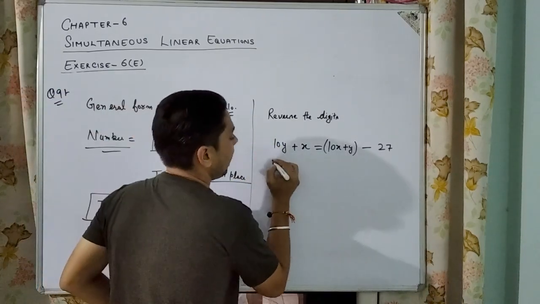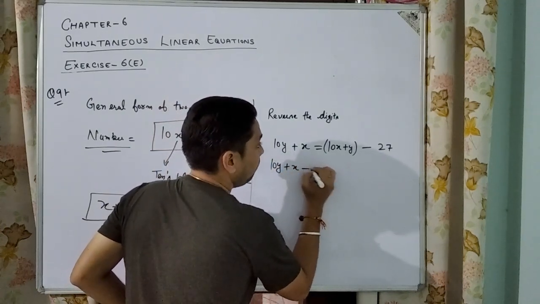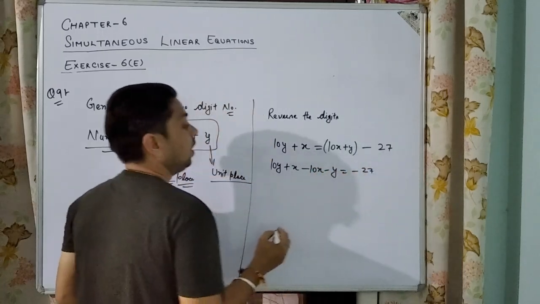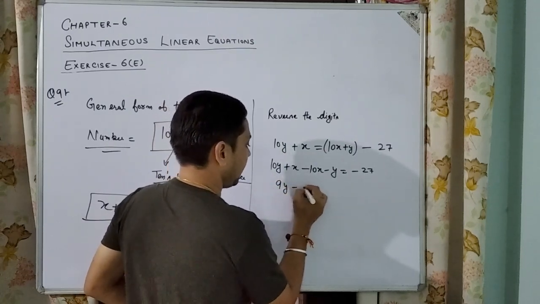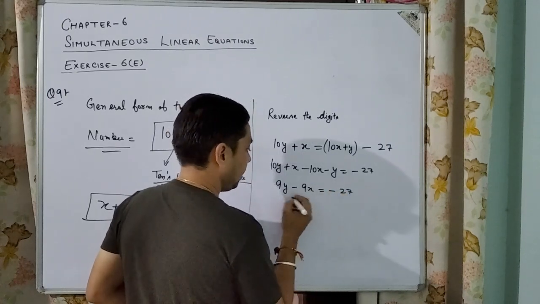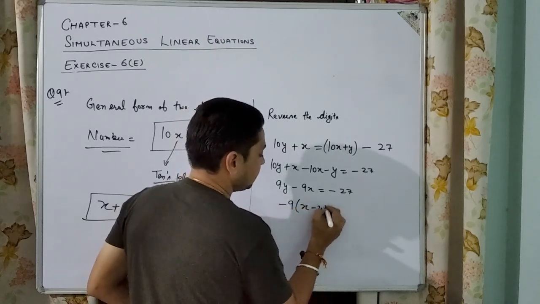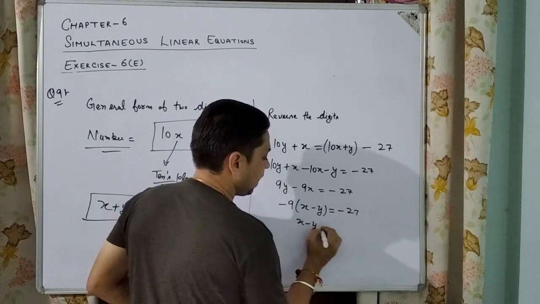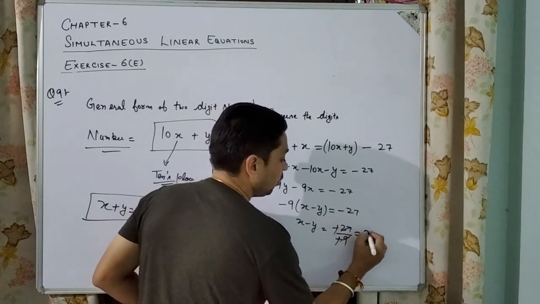So solving this, we'll have 10y plus x minus 10x minus y, this is equal to minus 27. So what we have is 9y minus 9x, that is equal to minus 27. Taking minus 9 common, it will give you x minus y, that is equal to minus 27 upon minus 9. So cancel it, it will give you 3.